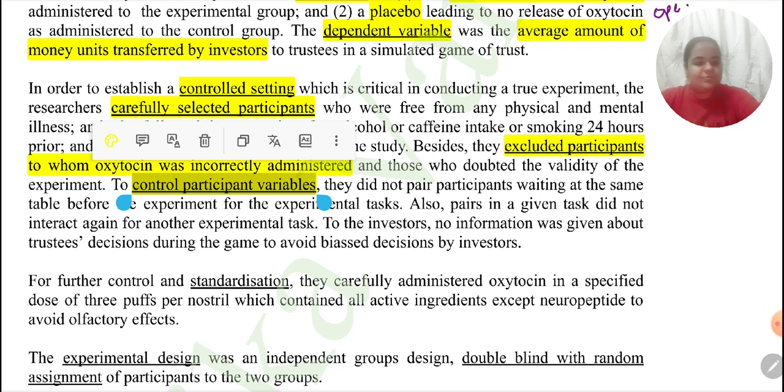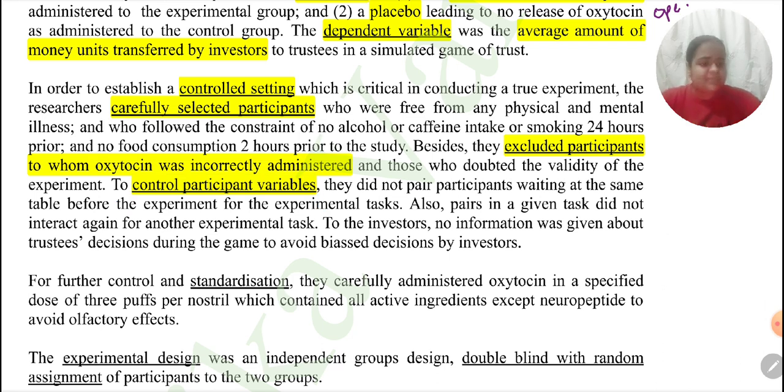Similarly, I have named some controlled participant variables as well, such as not allowing the investors and the trustees to meet each other before the experiment. So not pairing those who had met each other prior to the experiment. Not letting the investor know how much the trustee had returned in money units to him throughout the course of the study. I could have presented a lesser number of controls also.